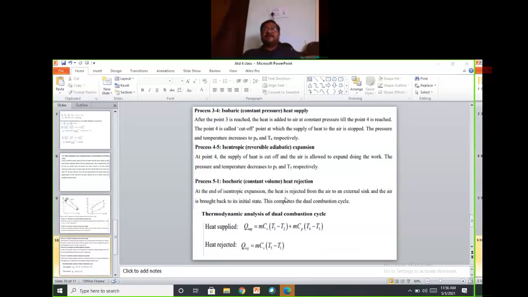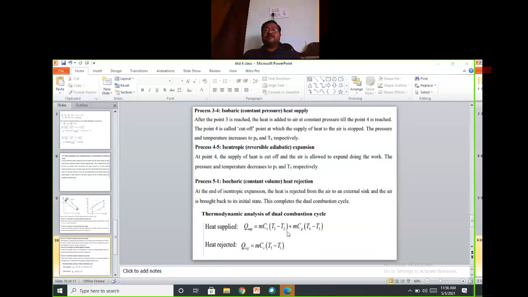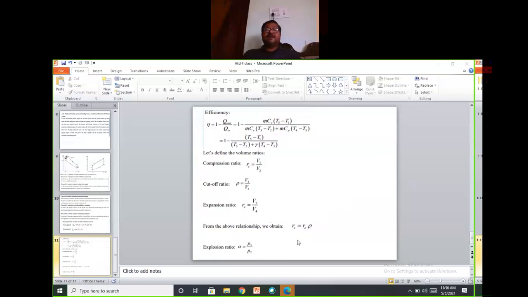The thermodynamic analysis is the same as the diesel cycle and Otto cycle, but here the heat supply is twice. Some part of the heat is supplied at constant volume and some part at constant pressure, 2 to 3 and 3 to 4. Both heat supplies take place. Heat supply starts from here and cutoff takes place here. The heat supplied is m Cv (T3 minus T2) plus m Cp (T4 minus T3). Heat rejected is m Cv (T5 minus T1). Okay, only one heat rejection.